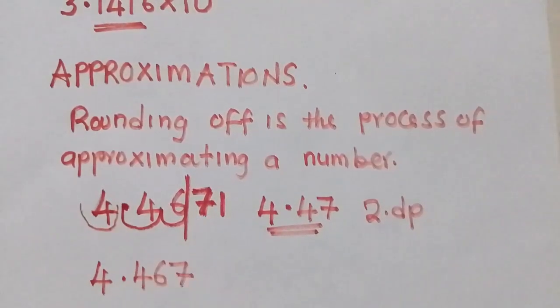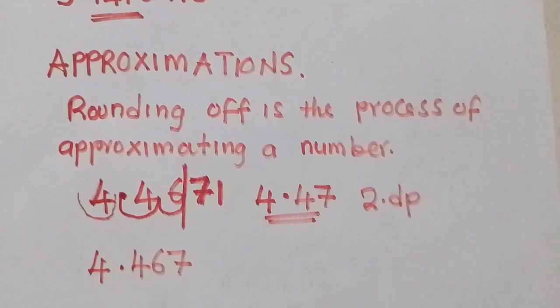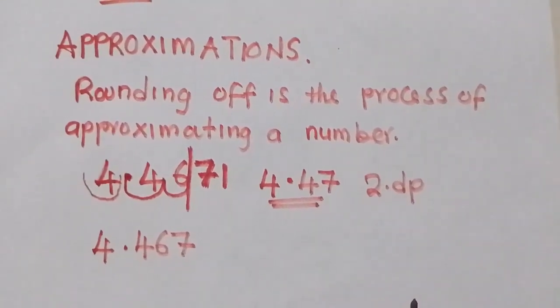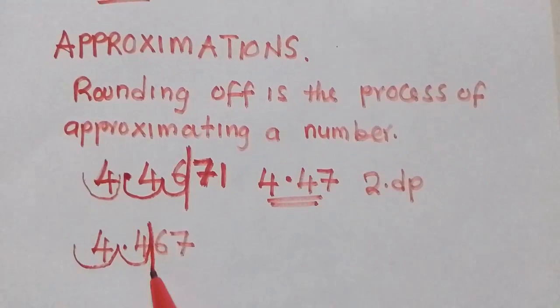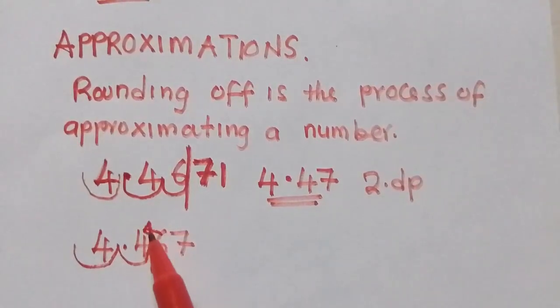4.467. What if you are told to express to 2 significant figures? What are you supposed to do? You start from here. Say 1, 2. So it will be here. Have you seen? So you focus on this number. This number is greater than 5. So you put a 1 there. So this one becomes a 5.